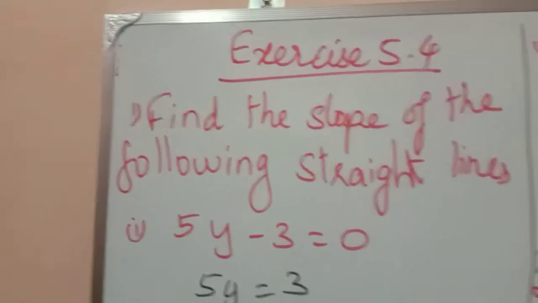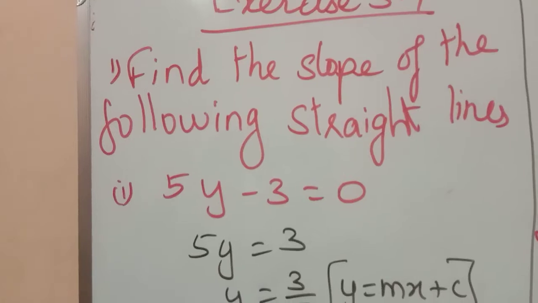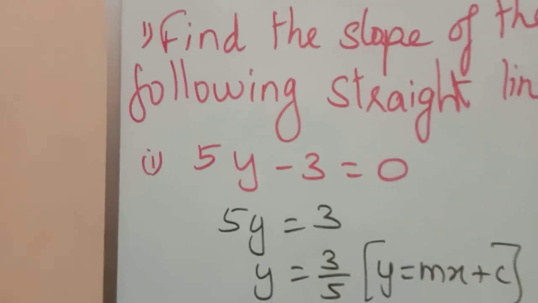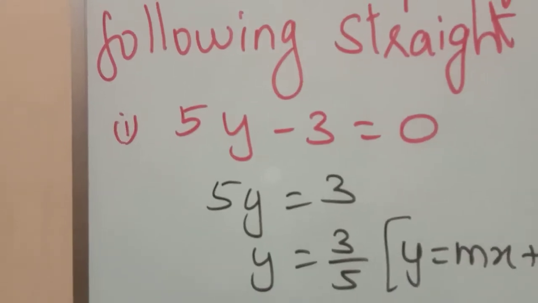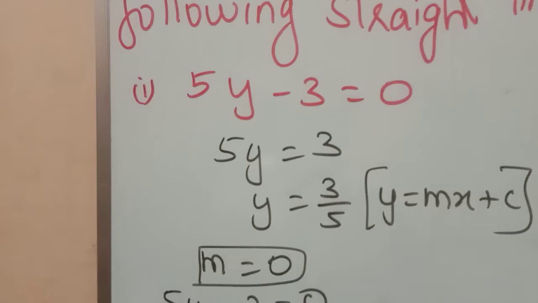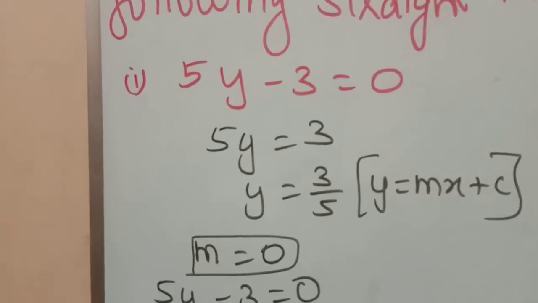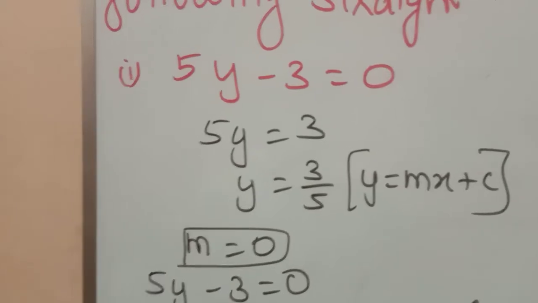Next exercise 5.4. Find the slope of the following straight lines. So we have to find the slope of the straight lines. Equation is given. Slope of the straight lines formula: slope m equal to tan theta. m equal to y2 minus y1 by x2 minus x1 if 2 points are given. And slope m is equal to minus coefficient of x by coefficient of y if equation is given.